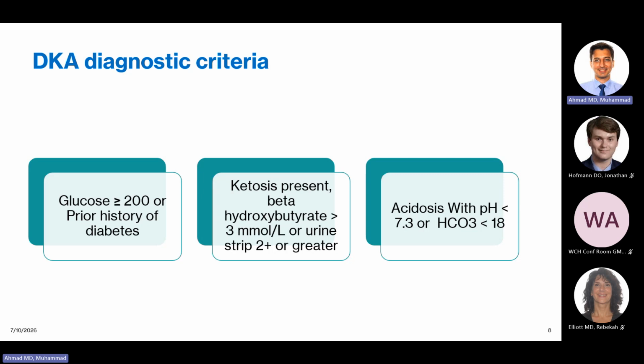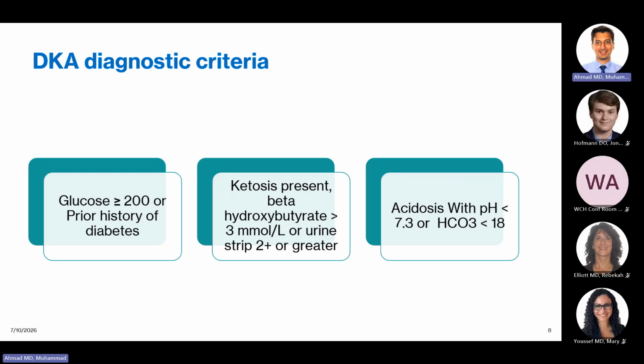Patients should have ketosis present. So either beta hydroxybutyrate should be more than 3 millimole per liter, or we did urinalysis and checked on dipstick, and it is 2 plus or more. They usually check urinalysis in the emergency department and find out it is 1 plus. So you cannot say it's not DKA based on that.